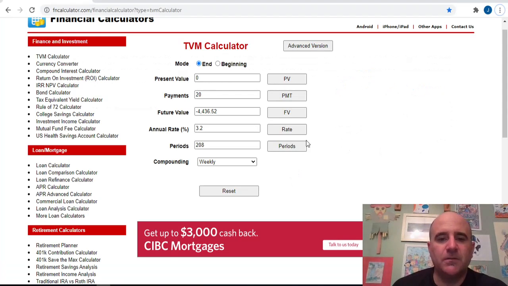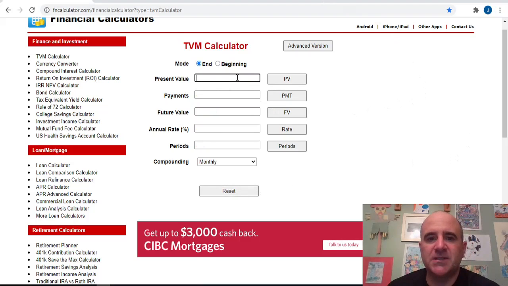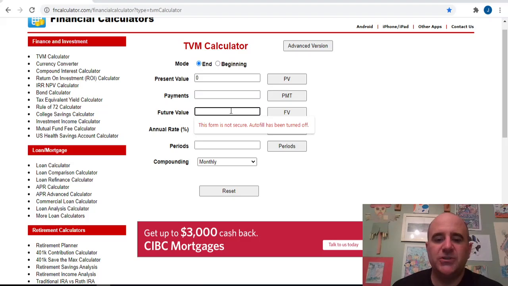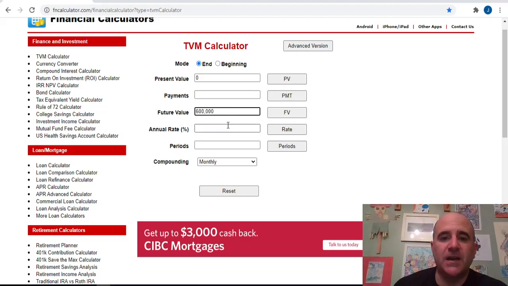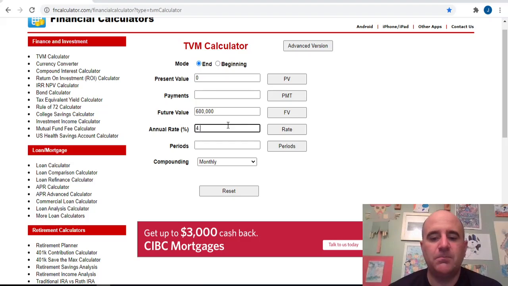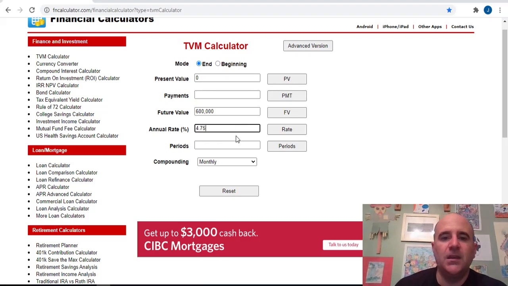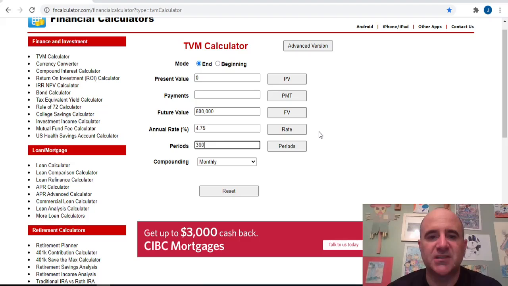Okay, back at the TVM solver. You can hit the reset button just to reset everything. Present value, again, we set that to 0. The payments we don't know. We do know that we want her to have 600,000, so we're going to put 600,000 in for the future value. We talked about the annual rate of interest being 4.75. And the periods, well, she's doing this monthly for 30 years. There are 12 months in a year. 30 times 12 is going to be the number of payments she makes, which is 360 payments.